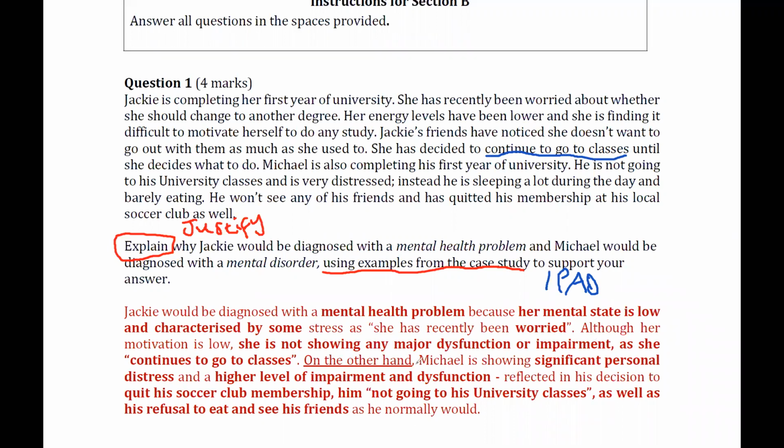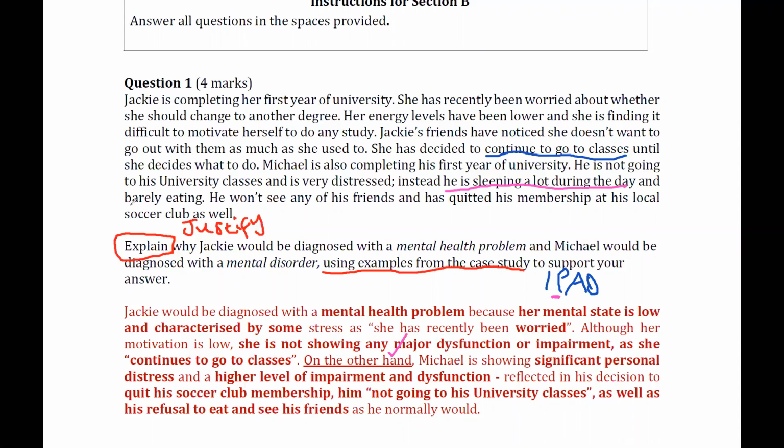On the other hand, it's not compulsory for you to write a comparing or linking word here, but it's better if you do because it makes your answer flow better. So just a tip there if you want to improve your answer and your flow. So a linking word, on the other hand, in contrast, Michael is showing significant personal distress, which is the P of the iPad, personal distress, and has a higher level of impairment and dysfunction. And Michael is showing impairment and dysfunction because number 1, it says he's sleeping a lot during the day.